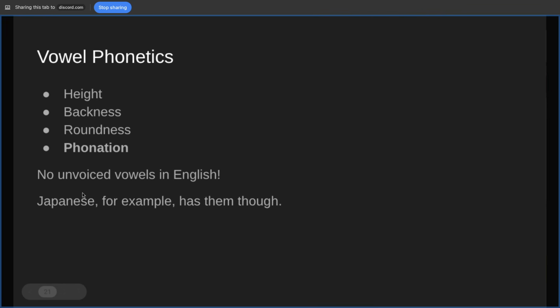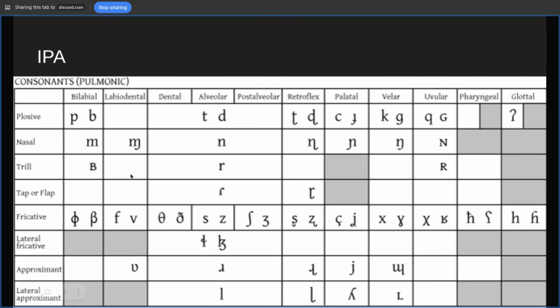And phonation we already talked about. So like voiced versus unvoiced. In the case of English, all vowels are always voiced except when you're whispering. But other languages might distinguish between a voiced and an unvoiced vowel. For example, Japanese does this. Actually, it's not a phonemic difference in the case of Japanese, and what that means will be discussed later. But there are unvoiced vowels in Japanese sometimes. And that brings us to the IPA. So we've sort of discussed all of the things on the top and left columns here.